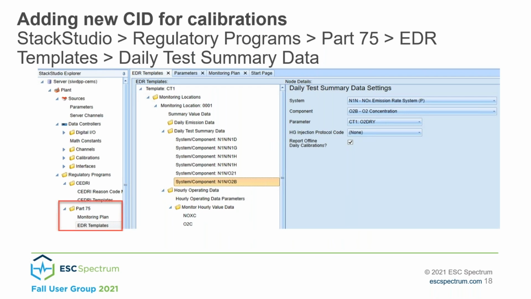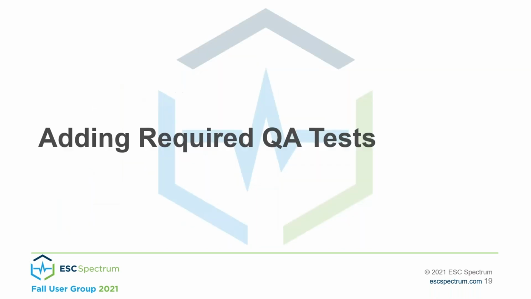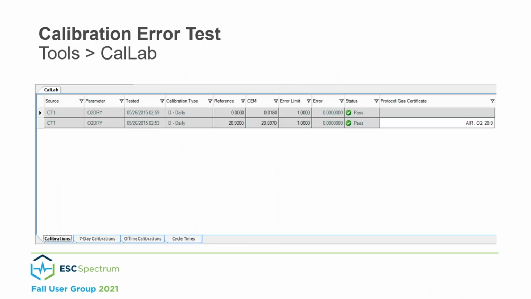Okay, now is entering your required QA tests. So your first step is to install your new analyzer and run an online daily calibration. That's your calibration error test or probationary calibration. So that needs to be done right off the bat.